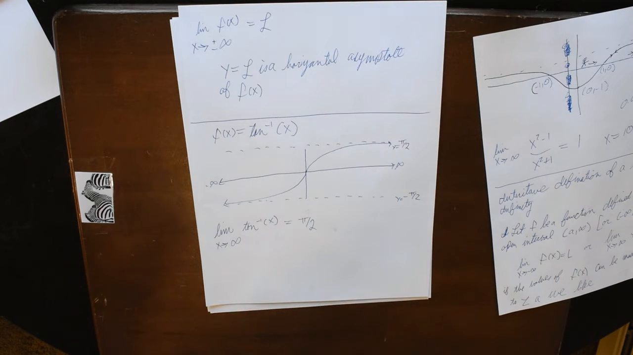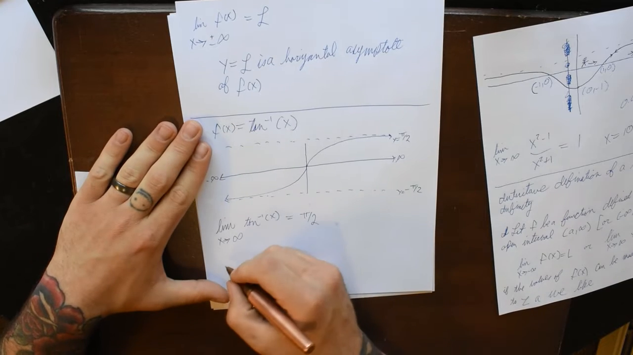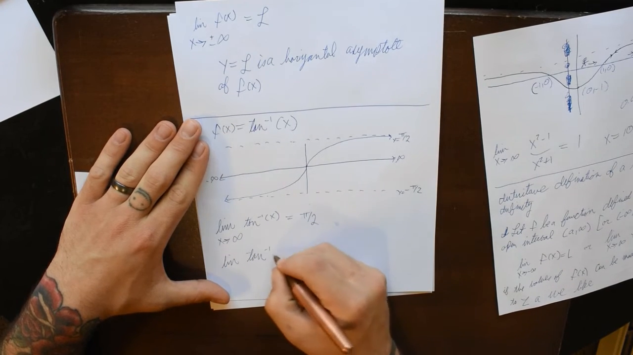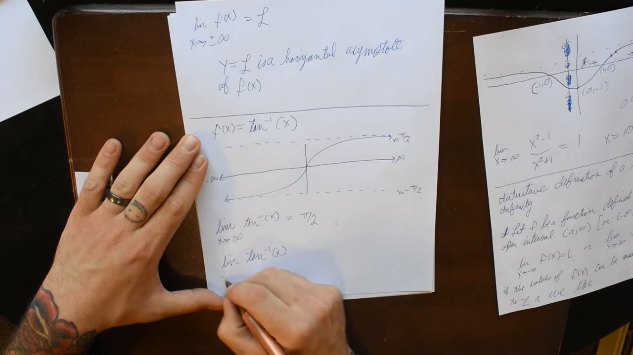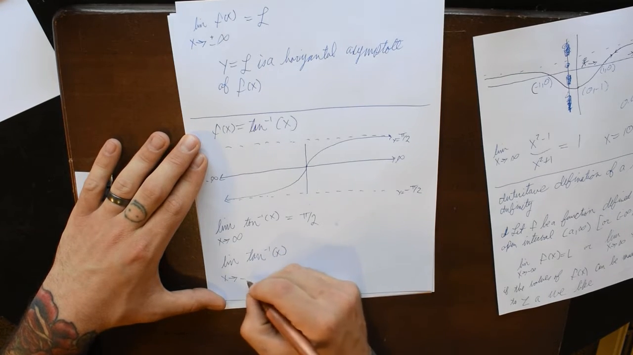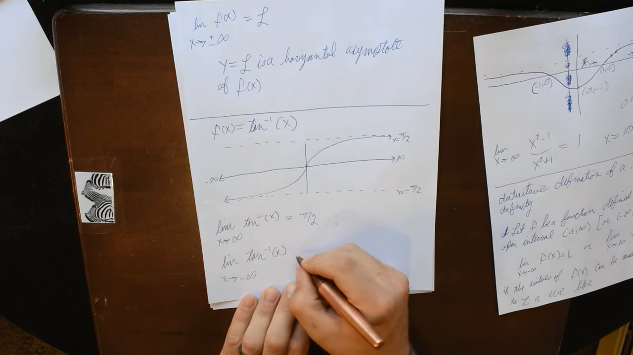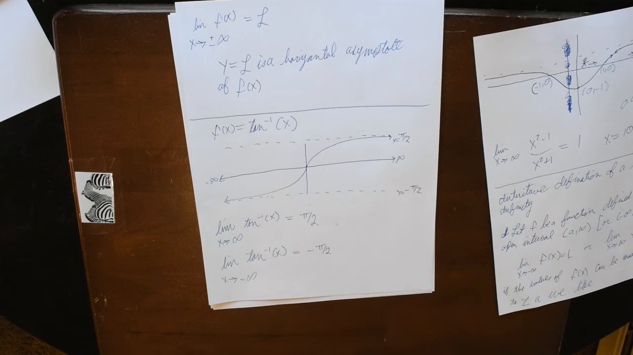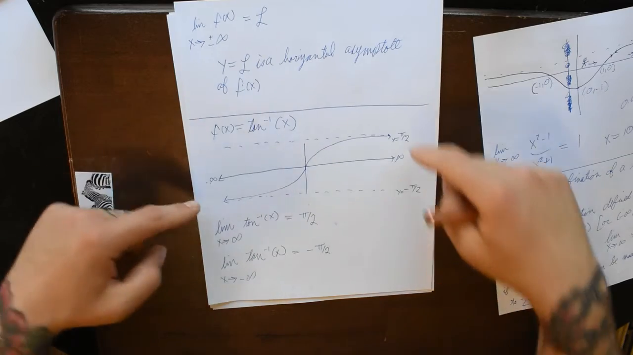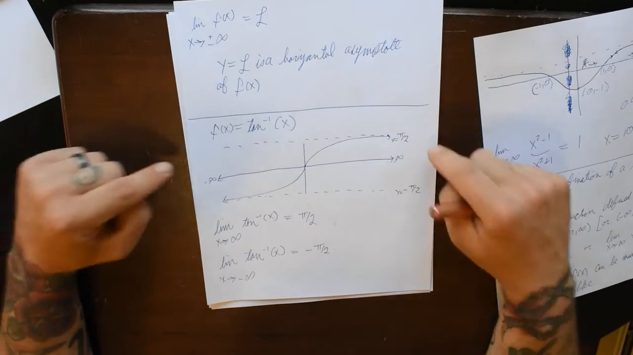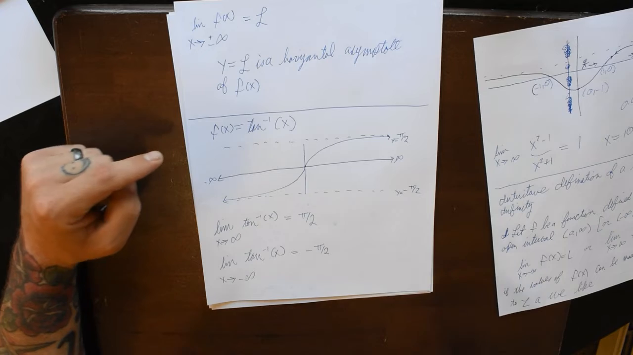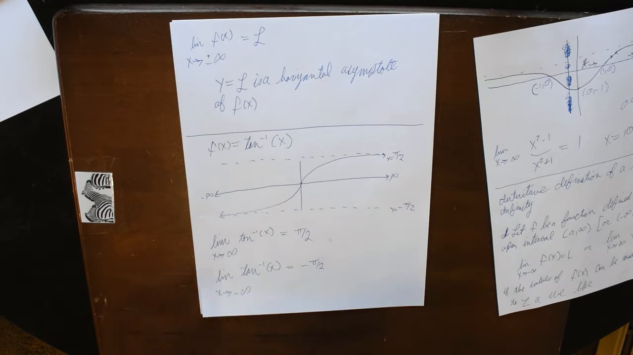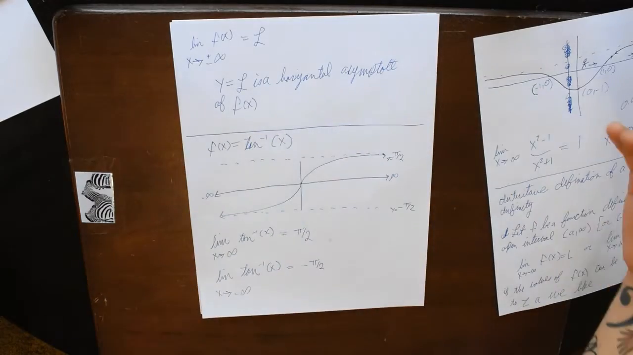Similarly, the opposite is true in the other direction. If we consider the behavior of the tan inverse of x as we let x get really big in the negative direction, this function is going to limit to negative pi halves. And that's why we have these horizontal asymptotes on the graph of f of x. This is also talking about an overall trend as we get far away.